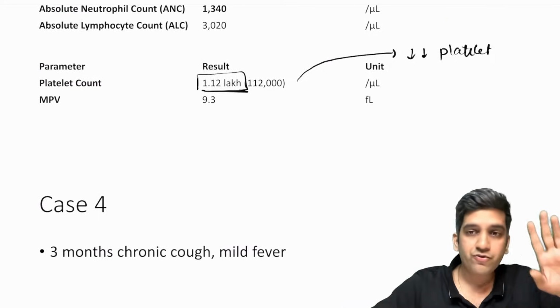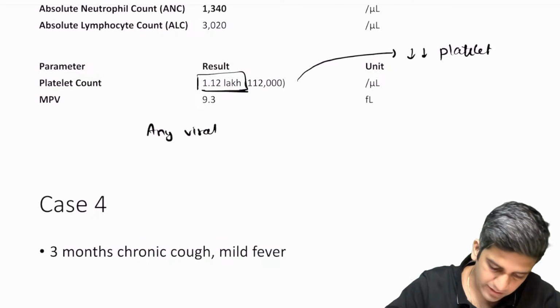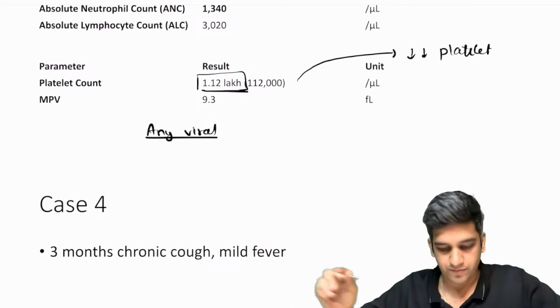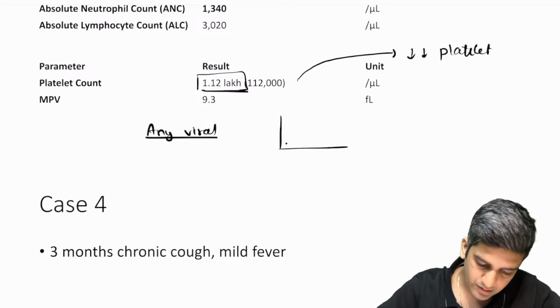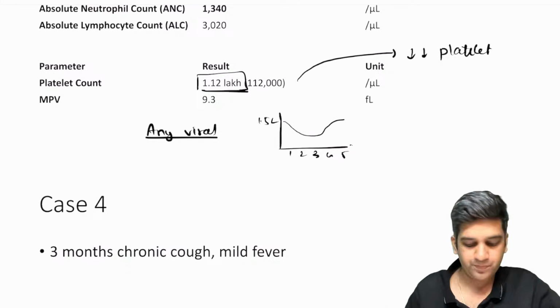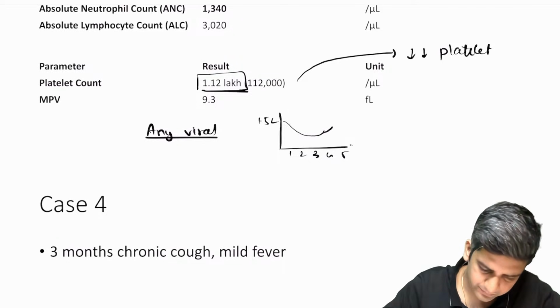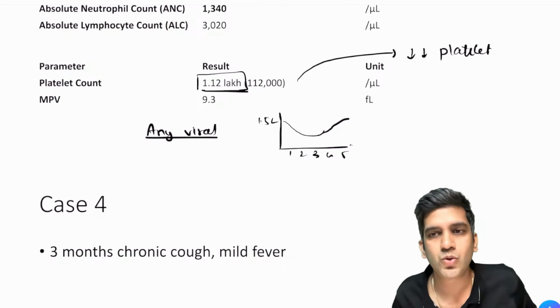Okay. For any viral, again, not only for dengue fever, for any viral infection, what happens? There's a curve, right? Let's say this is 1.5 lakh platelet. Okay. 1, 2, 3, 4, 5. So from 1.5 lakh, it'll drop, it'll drop, it'll drop, it'll come up. Slowly, around 5th day, it'll definitely come up. I would say do not.